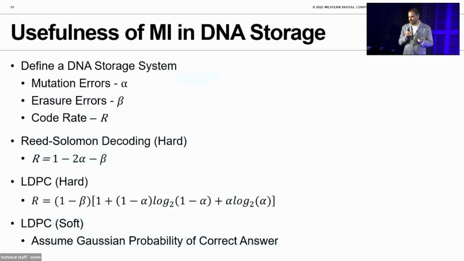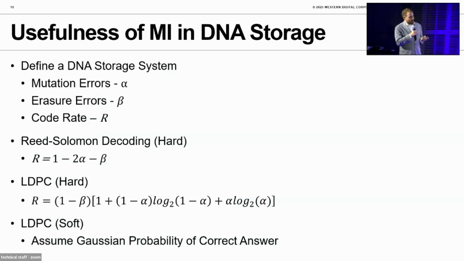So if we apply this to something like DNA storage, we can define some type of system that has a certain rate of mutation errors, maybe a certain rate of erasure errors, and then we can take some of the more traditional ways of how we would do some of the things at the outer codec level. Things like Reed-Solomon from a hard basis, since Reed-Solomon is basically a hard error correction capability.